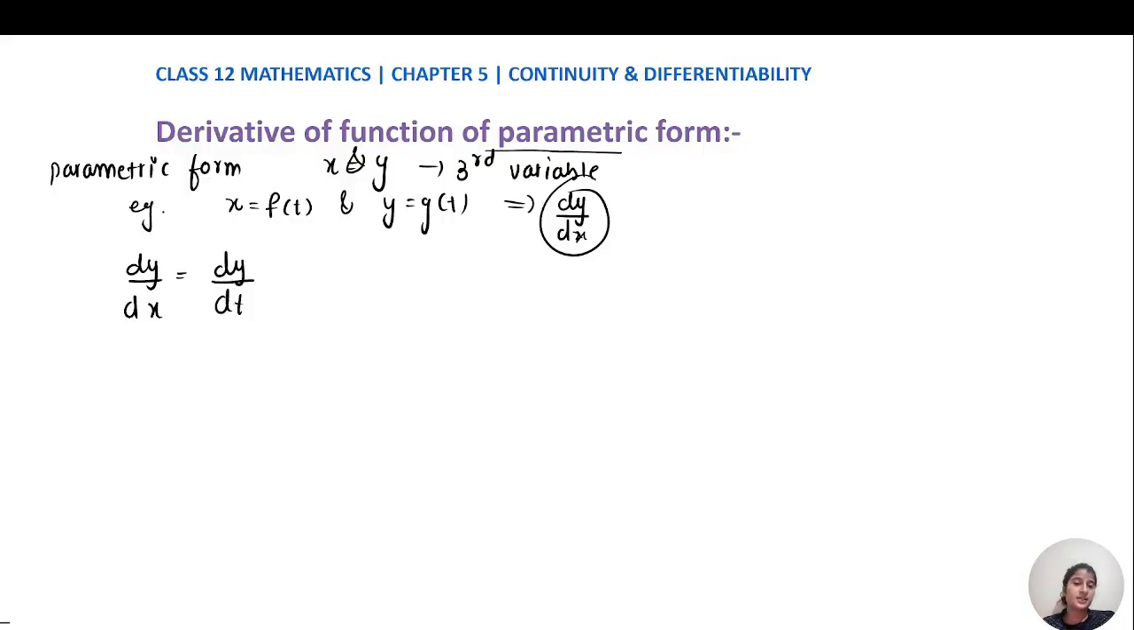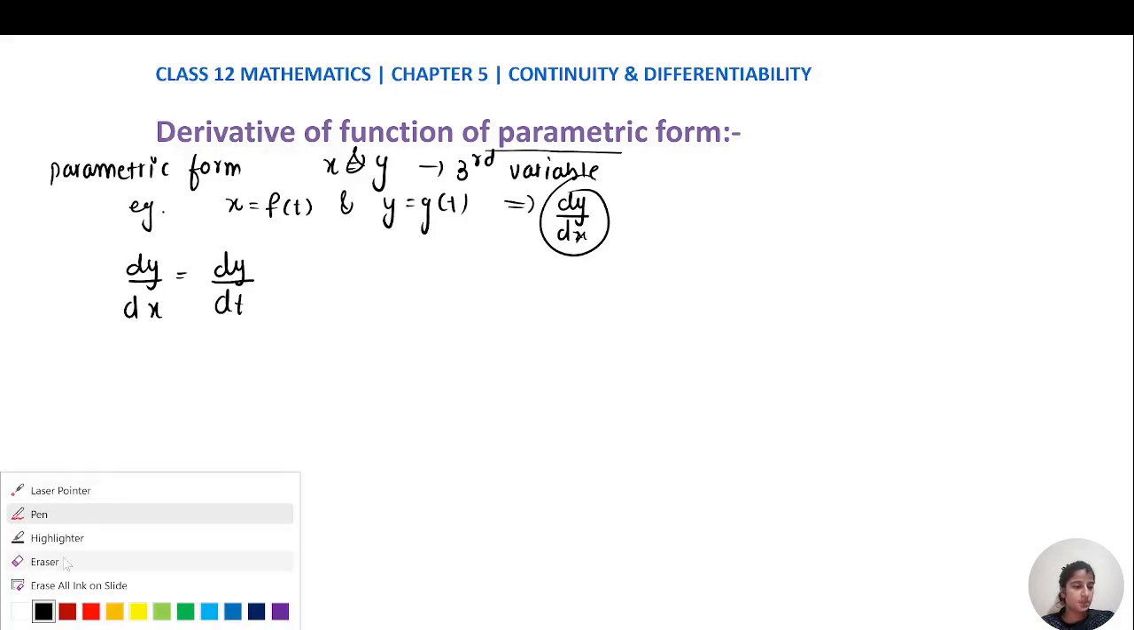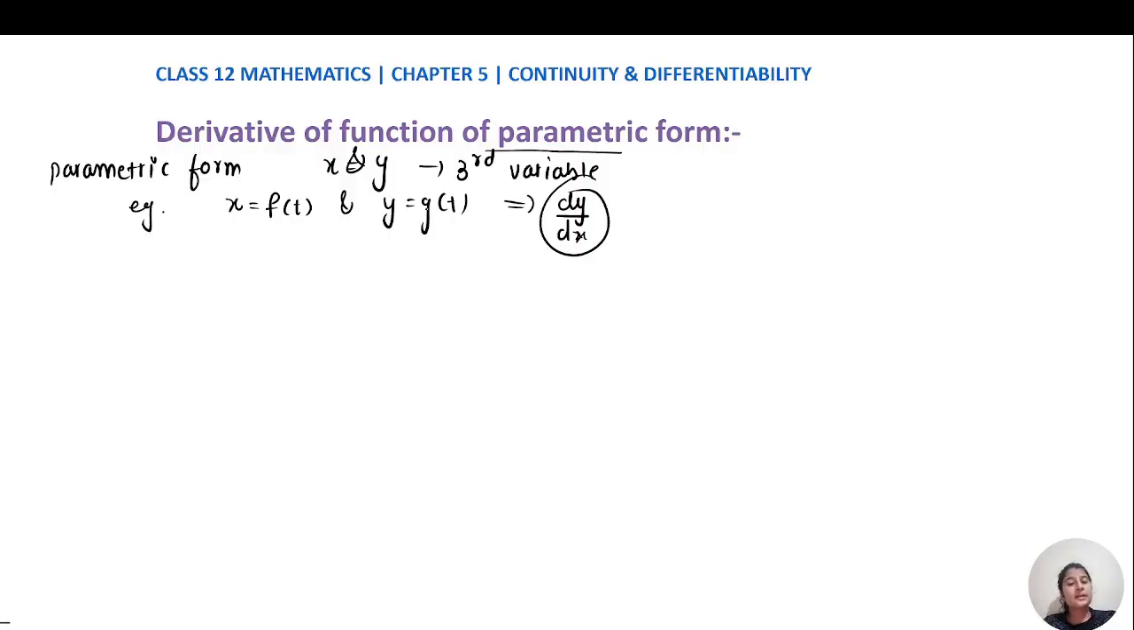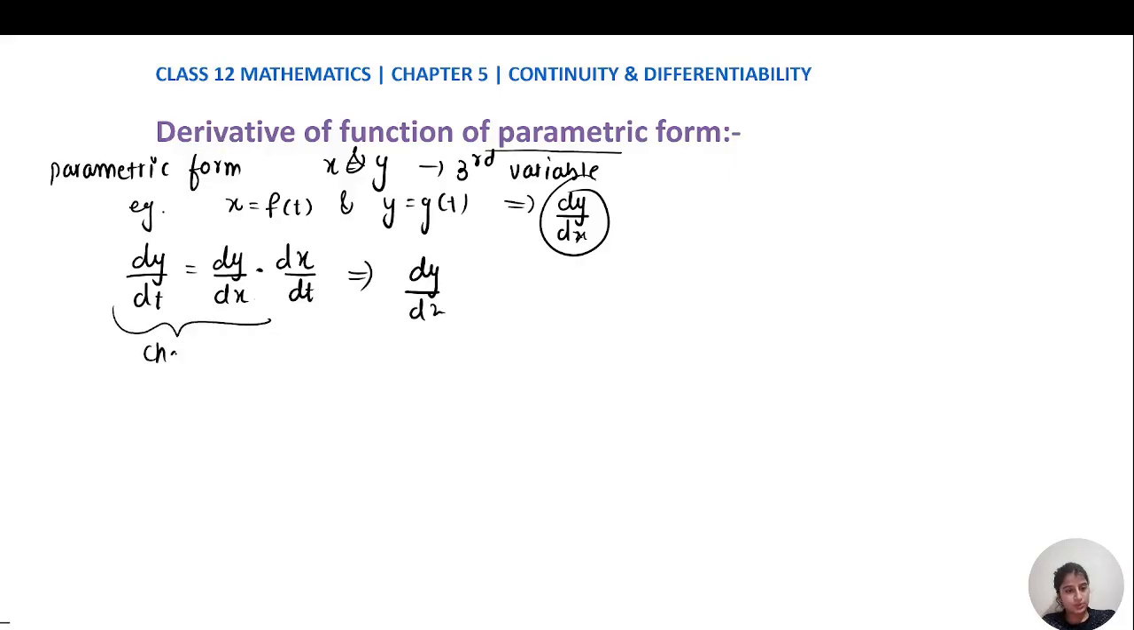sorry, by mistake, I should first try to explain the derivative of y with respect to t. Okay, let's do it again. Since our y is completely in terms of t, our dy by dt, if I use my chain rule, suppose my y function is in terms of x, then it is dy by dx times dx by dt. This is just the chain rule. And now we are finding our required dy by dx. This will be nothing but dy by dt divided by dx by dt.